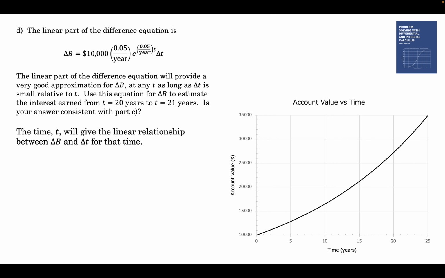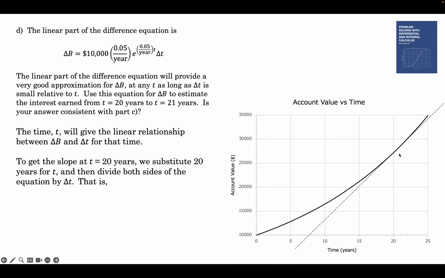So the time will give the linear relationship between delta B and delta T for that time. The slope of the line for that time. The slope of the line is different at 20 years than it is at 0. If we plug in 0, we can get the slope at 0. If we plug in 20 years for t, we get the slope at 20 years. So we divide both sides of the equation by delta t. Delta b over delta t, this is the slope. And if we stick in 20 years, we get the slope at 20 years. The slope at 20 years, this dashed line right here, is $1359 per year.